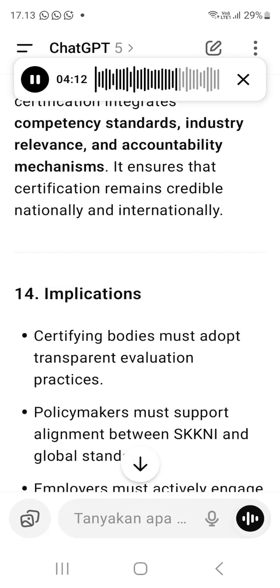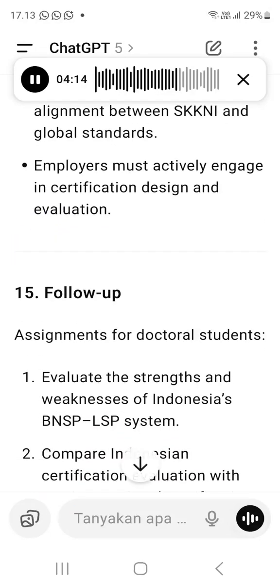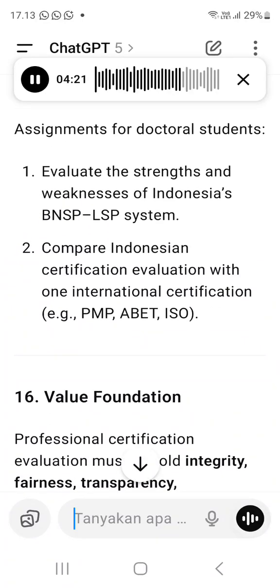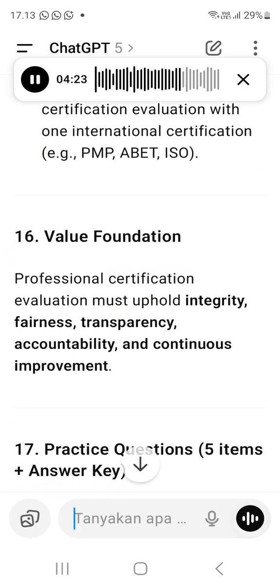15. Follow-up assignments for doctoral students. 1. Evaluate the strengths and weaknesses of Indonesia's BNSP-LSP system. 2. Compare Indonesian certification evaluation with one international certification, e.g. PMP, ABET. 16. Value foundation: professional certification evaluation must uphold integrity, fairness, transparency, accountability, and continuous improvement.